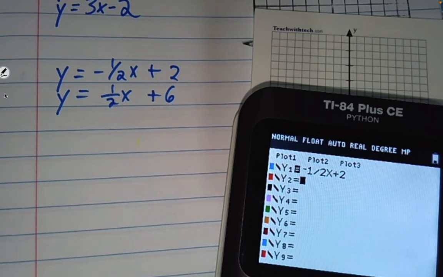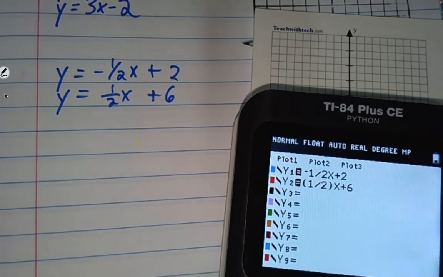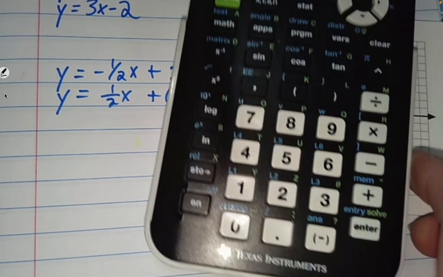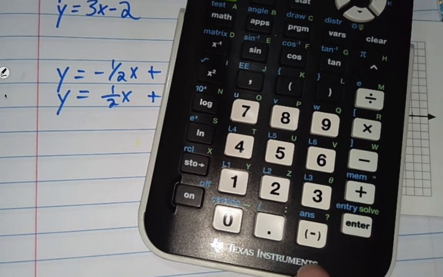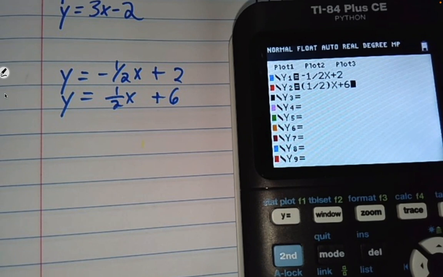Yeah, you absolutely can. If you want to put them in parentheses, this is what it would look like: 1 divided by 2 x plus 6. Either way, it's going to be fine. The negative sign, if you're looking for it, it's right here. This is the negative sign. That's a minus sign. Notice the difference, okay?